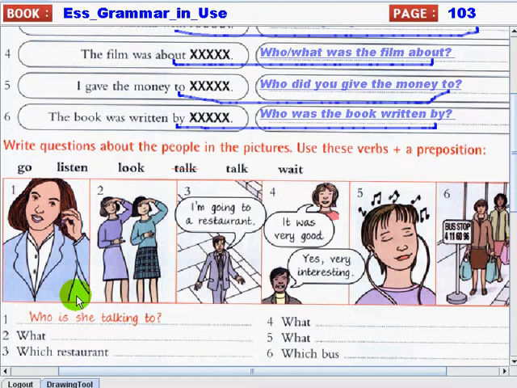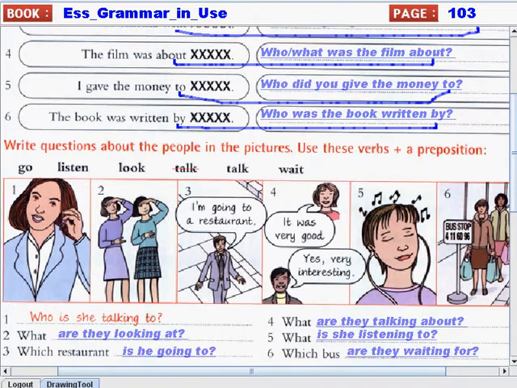Now I want you to make your own question, and you have to use all these verbs. Try to pause your video for a while, then play it again when you are ready to check your answers. Okay? So let's begin now. I think you're now ready to check your answers. Let's have number 2.